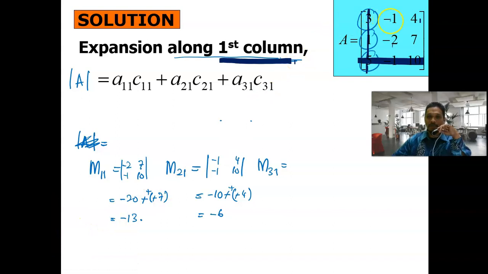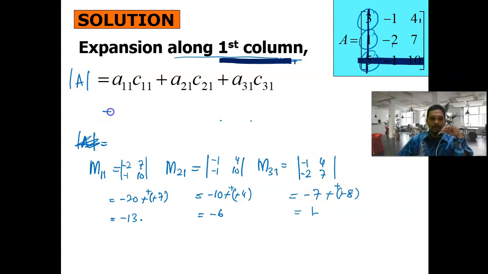Okay, so what's left here now? We got negative 1, 4, negative 2, 7. So then the minor here is negative 1, 4, negative 2, 7. So negative 1 times 7 equal to negative 7 minus 4 times negative 2 equal to negative 8. Negative, negative, positive. Negative 7 plus 8 equal to 1. So now, the element of A11.